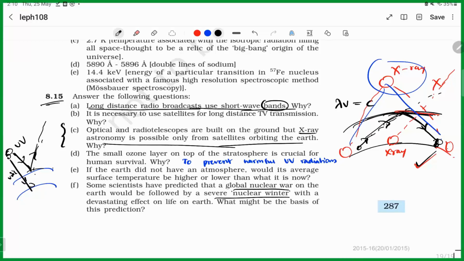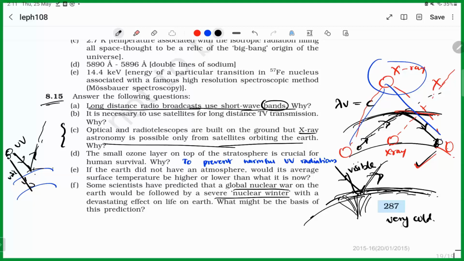Again, some scientists predicted a global nuclear war would be followed by severe nuclear winter with devastating effects. In nuclear bombs, an extremely high amount of gases is released, right? And these gases accumulate around the atmosphere, therefore preventing sunlight. Such gases are opaque to visible light itself. The problem is that if you block visible light from the sun, then it becomes very, very cold. The heat input is significantly less, and therefore a lot of plants cannot thrive without photosynthesis. And photosynthesis requires sunlight to convert CO2 and H2O into glucose.